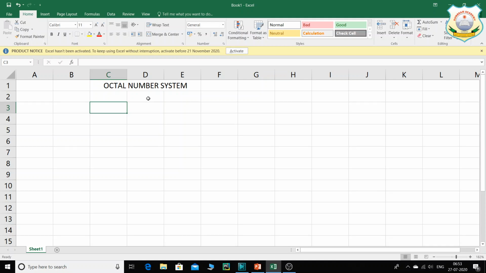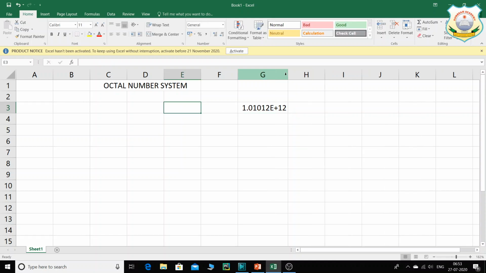So octal means 8 basically. So there are 8 symbols in this particular number system. Now the reason why we have this number system is because binary numbers are basically a combination of zeros and 1s. Okay, just a minute. So the combination will be something like this, isn't it?